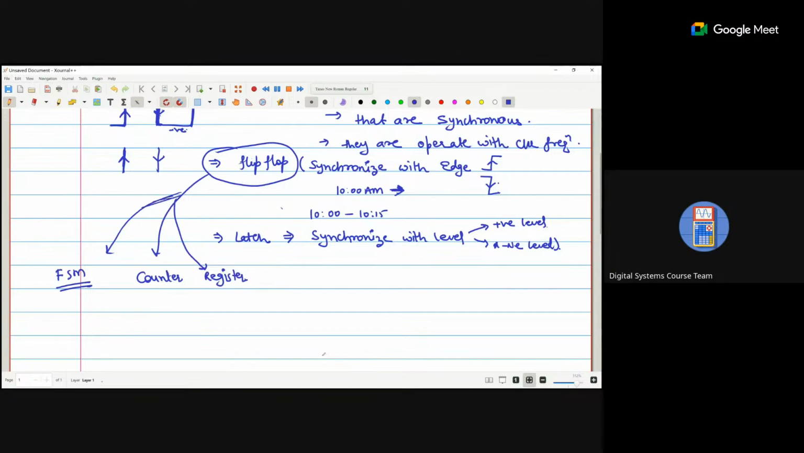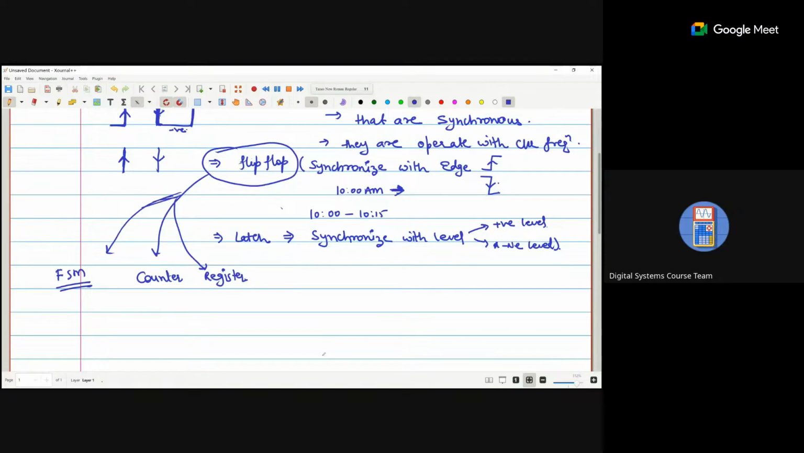We can create counters and registers. So these three devices we can create with the help of flip-flops. Basically, flip-flops are the essential sequential circuits that are synchronized with the edge. A latch is also an initial, basic level of sequential circuit, but it is triggered, or synchronous, with the level.